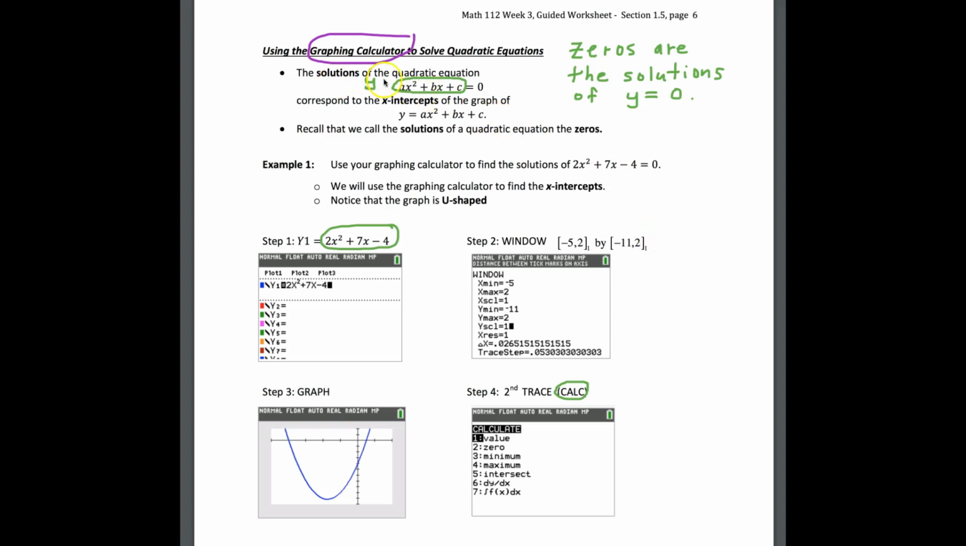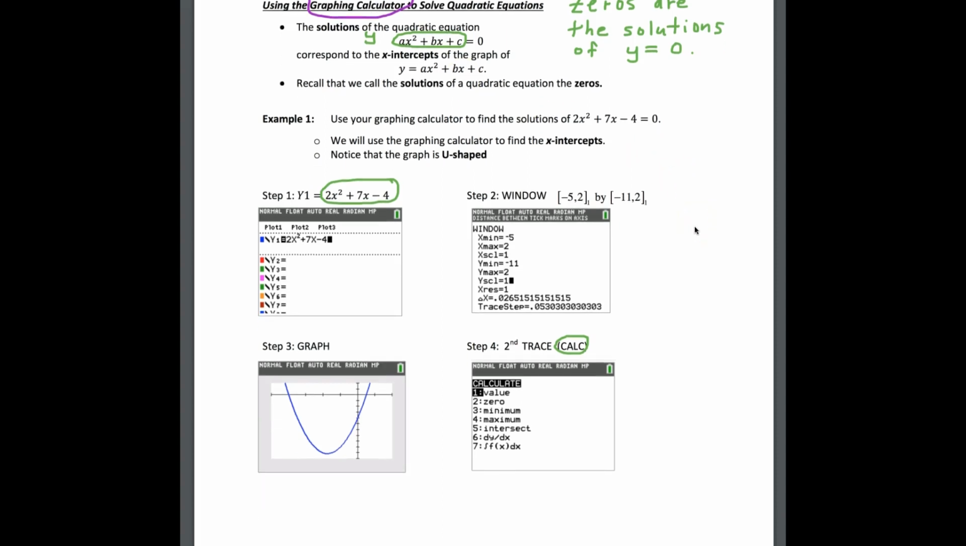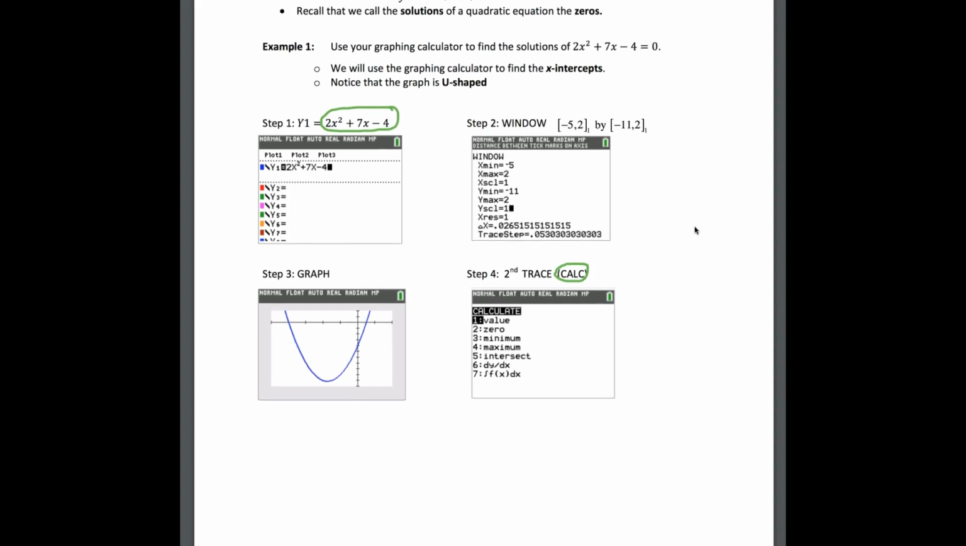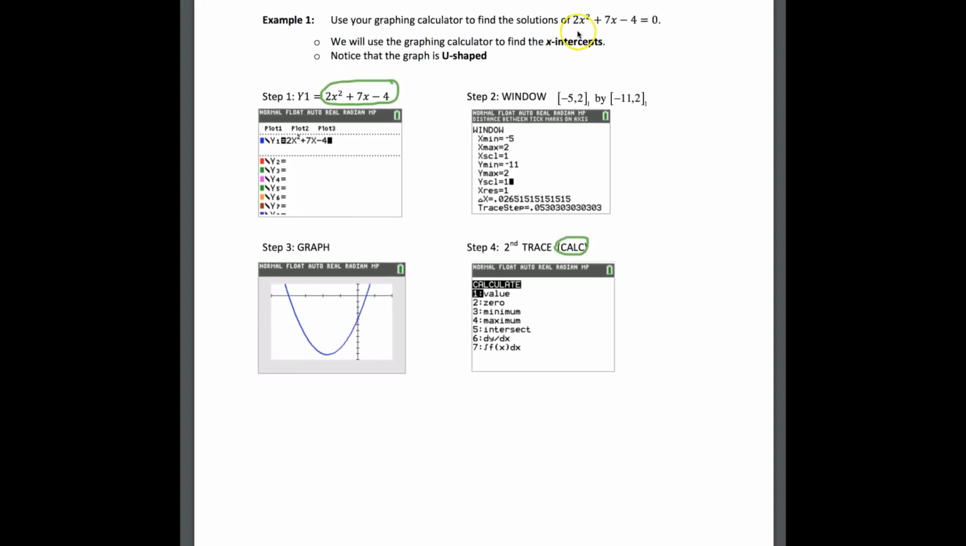So the solutions of the quadratic equation, ax squared plus bx plus c is equal to 0, we know those are called the zeros. Well, it happens that they correspond to the x-intercepts of the graph of the left-hand side of that equation. Let's work through an example to use our graphing calculator to find the solutions of 2x squared plus 7x minus 4 is equal to 0. Essentially, we're going to see the steps we need to do to find the x-intercepts, and we're going to have the calculator determine that for us.